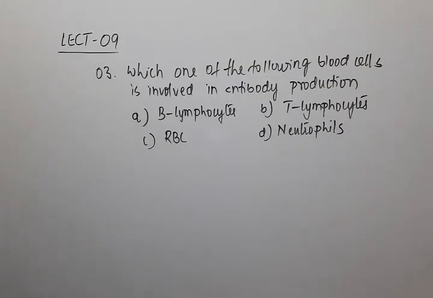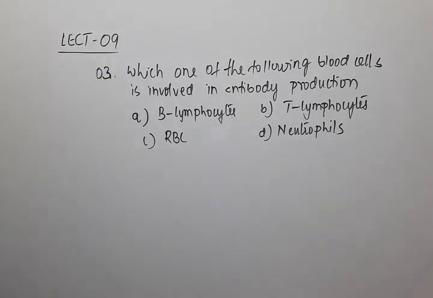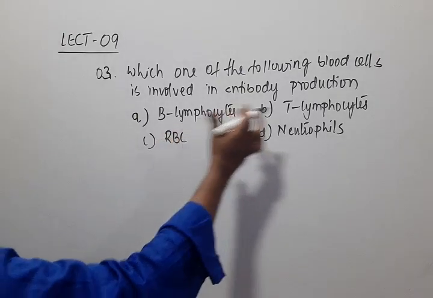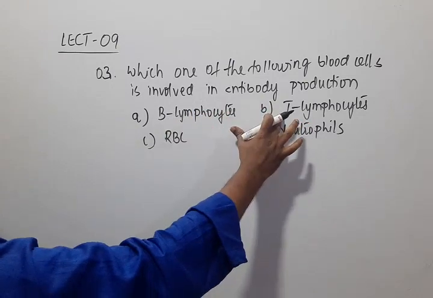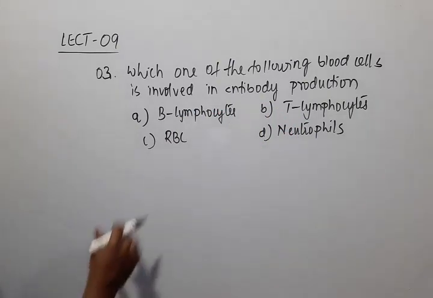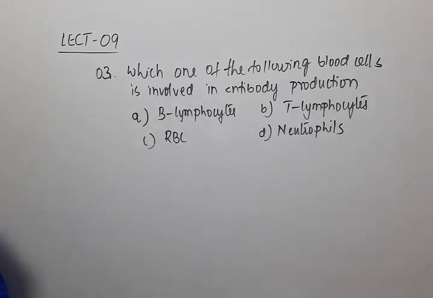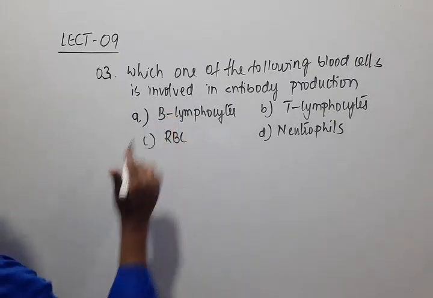The next question is question number 3 from the material. Which one of the following blood cells is involved in antibody production? Of course, the lymphocytes, B and T, and the neutrophils are all types of WBC cells. B lymphocytes are the lymphocytes that mature in bone marrow.